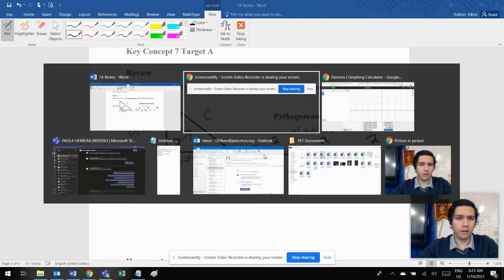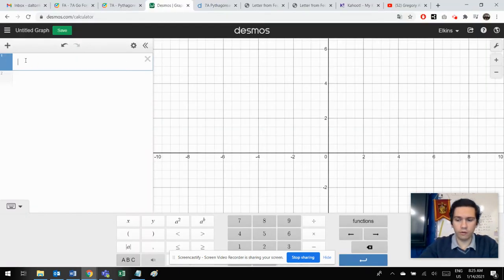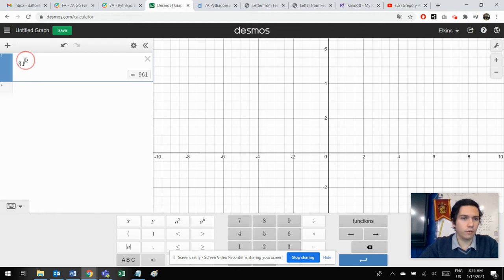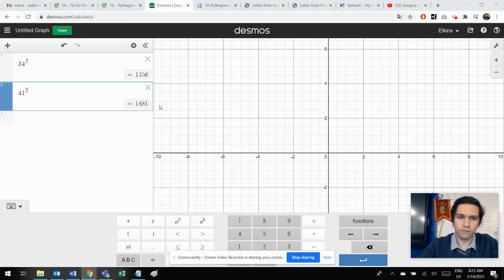Now, you could put these in your calculator. I'm going to show you on Desmos. So 31 to the power 2 is, oh, it's not 31, is it? It's 34. 34 to the power 2 is 1,156. And then 41 to the power 2 is 1681.